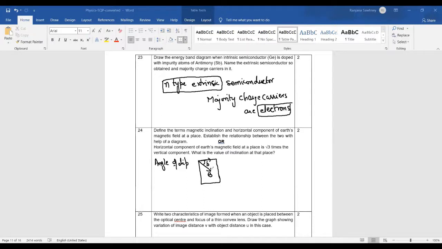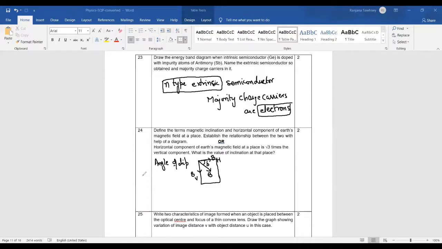And the horizontal component: if we resolve this B into two components, the component which is along the horizontal we call the horizontal component of the Earth's magnetic field. Establish the relation between the two with the help of a diagram. This is the magnetic meridian, and in it this is the resultant Earth's magnetic field at a place, which we can resolve into two components. This component BH is the horizontal component, and along the vertical, this component is the vertical component. Now we have to find the relation between the two.